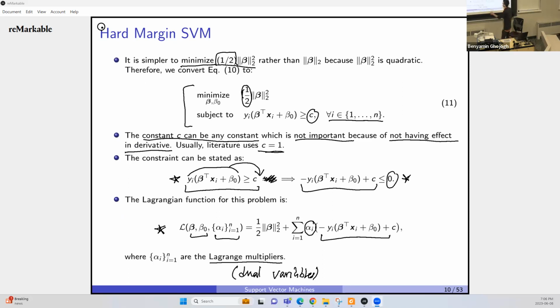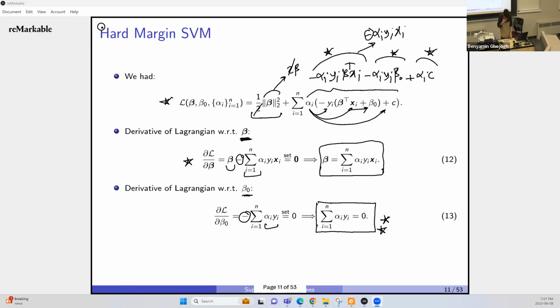Then we improved the modeling of the optimization problem and formed the Lagrangian. First, we put the inequality constraint in standard form, and then we wrote the Lagrangian. As done in the method of Lagrange multipliers, we took the derivative of the Lagrangian with respect to the primal optimization variables and set them to 0. We ended up with two important equations in SVM, equation 12 and equation 13.